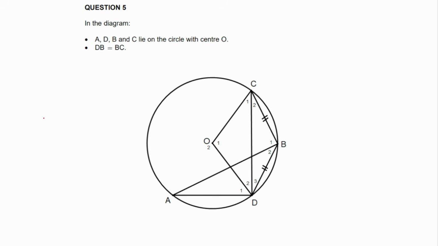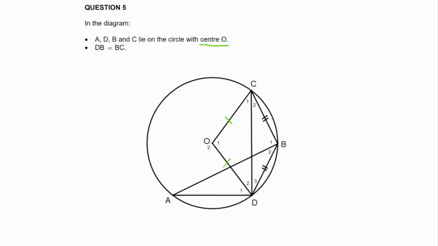Now we're getting over to the circle geometry things. So we're given this diagram, and it says A, D, B, and C lie on the circle with center O. So the information here is so important. We get a center O, and when we get a center O, we know that OC is equal to OD because these are radii. So just by reading this information, I already know this.